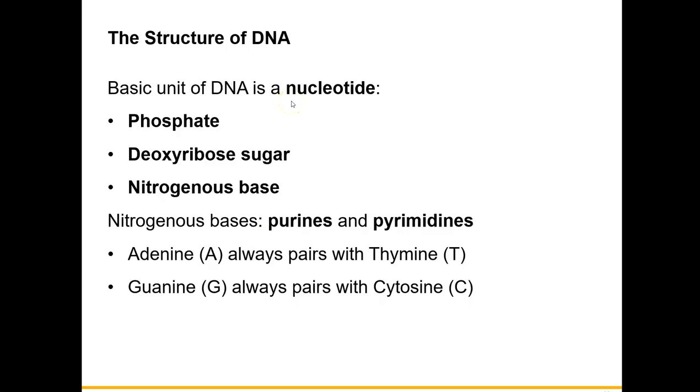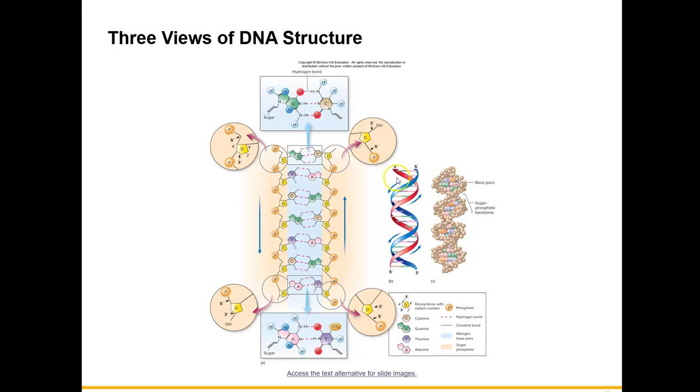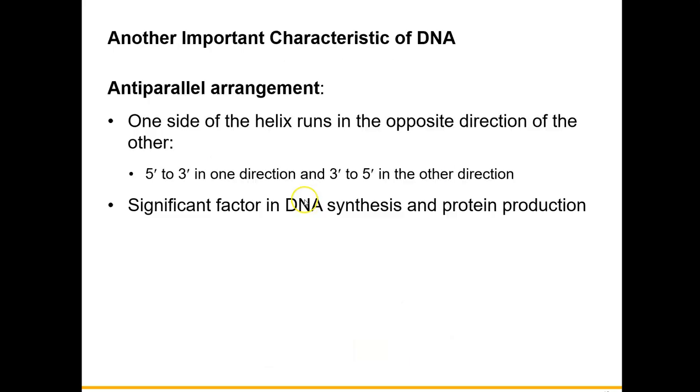Structure, we've talked about this before, but we'll just quickly go through it again. The basic unit of DNA is the nucleotide. We have a phosphate, a deoxyribose sugar, and a nitrogenous base. You have purines and pyrimidines, so A always pairs with T, and G always pairs with C. It looks like this. You've got covalent bonds along the outside with those phosphodiester bonds, and then in the middle you have hydrogen bonding. And the hydrogen bonding is very important because it will unzip, and that's how we can replicate.